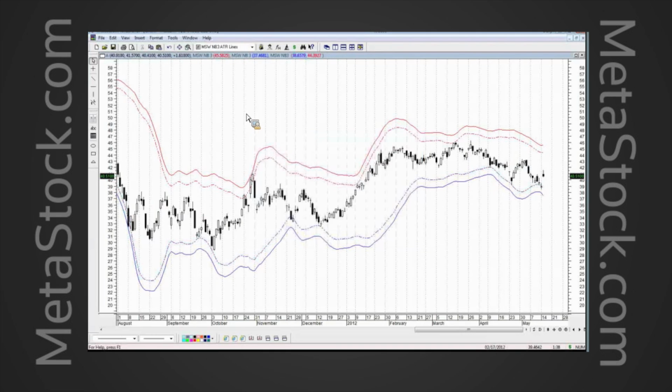Okay, now let's take a look at it. And as you can see, price advances right up to the resistance zone and then typically starts to reverse. Getting one question that says, how do these bands differ from regular ATR bands?